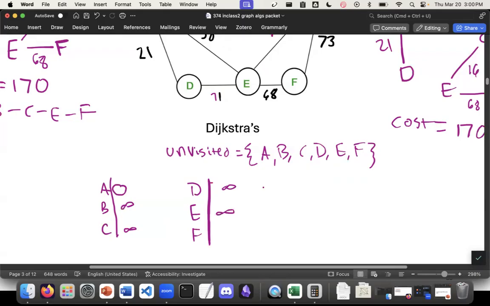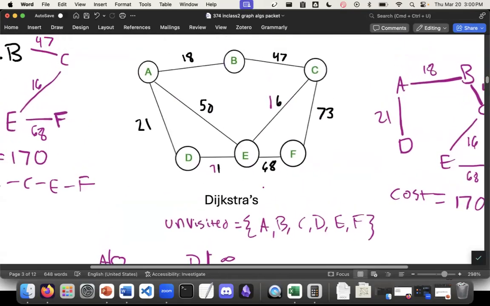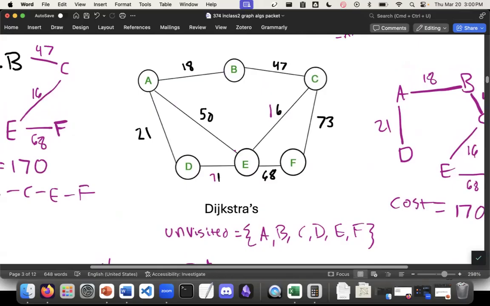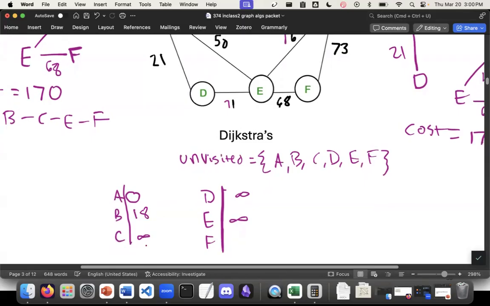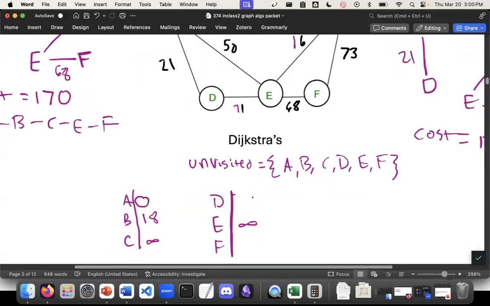Now we look at the vertices that are reachable from A. So kind of like Prim's, right? We look at where can we go from A? And so we see, here are the options. We can go to B for 18. So B is now 18. This is why I recommend a pencil and eraser. We can go to D for 21. Sorry, that's supposed to be an infinity. Or we can go to E for 5. That's supposed to be a 5.